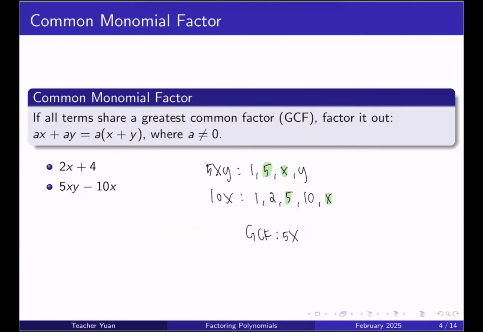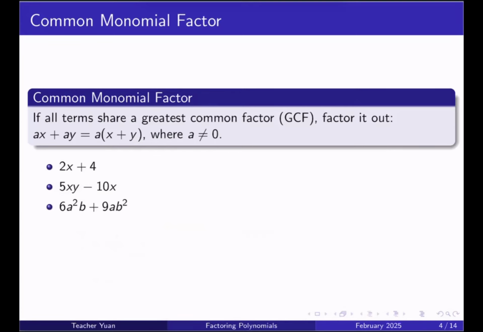So now what we do is we copy the GCF and we divide each term by the GCF. So we have here 5xy divided by 5x. So 5 and 5 will cancel, x and x will cancel, so we will be left with y. Minus 10x divided by 5x. So 10 divided by 5 is 2, and then x will cancel out, so this is equal to 2. So we have 5x times y minus 2.